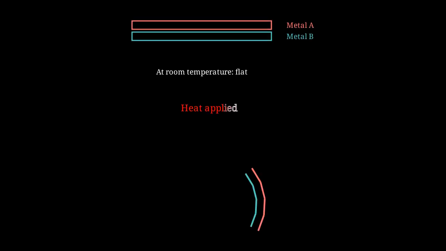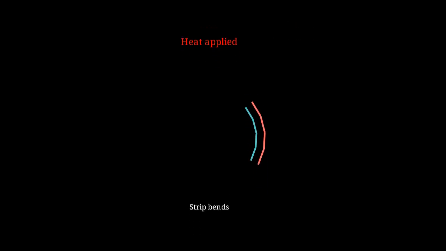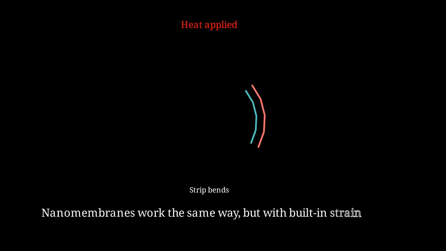When heated, the metal with higher expansion coefficient expands more. Since they're bonded, this creates curvature. The strip bends toward the side with lower expansion. Strain-engineered nanomembranes work on the same principle, but instead of thermal expansion, they use built-in lattice mismatch or deposition stress. The effect is permanent unless you actively change the strain.